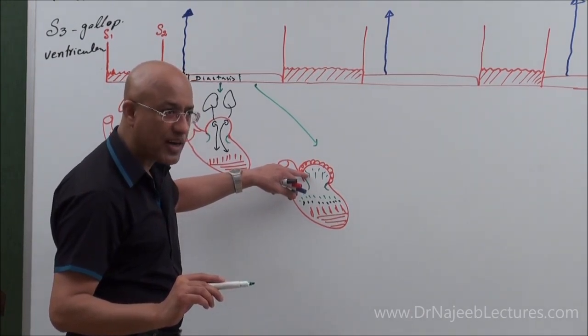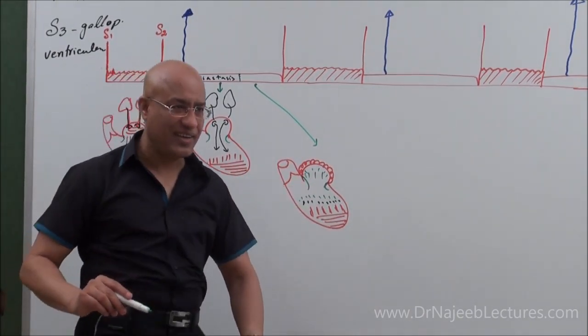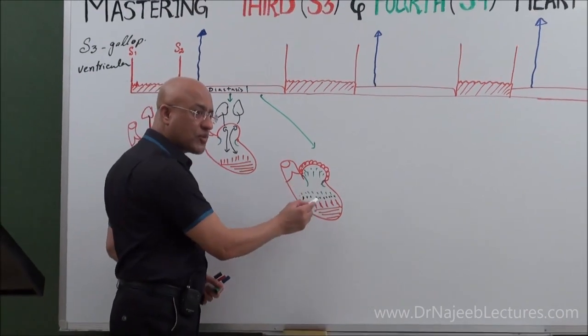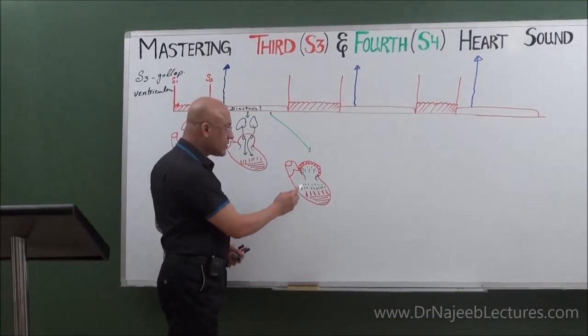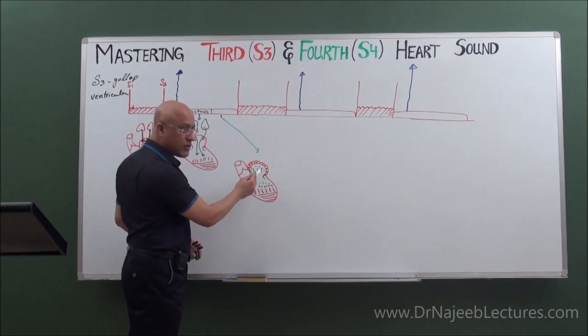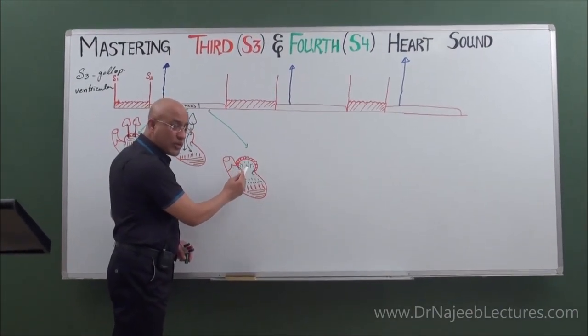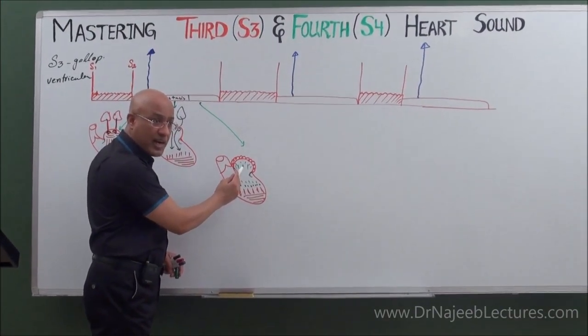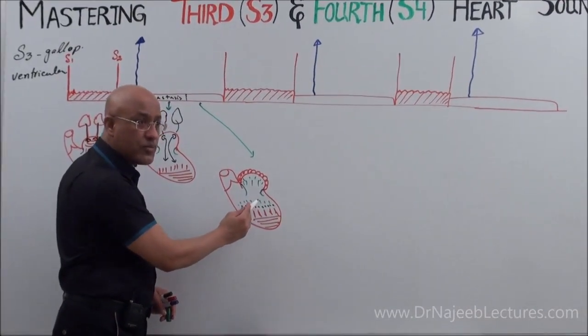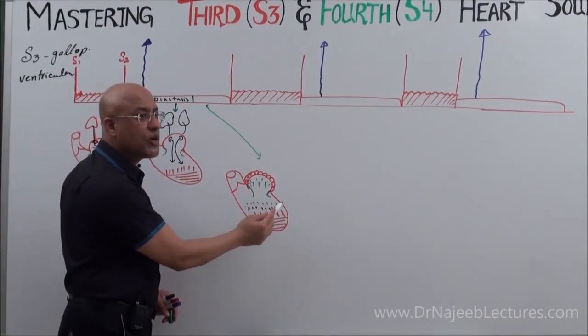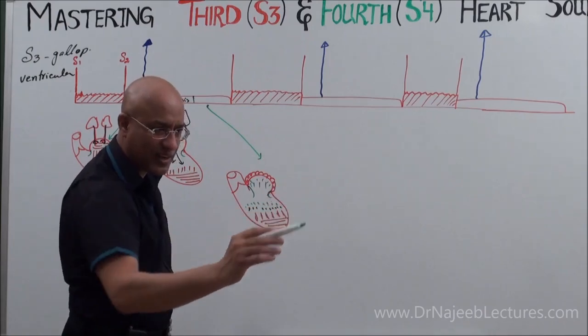Some people call it the atrial kick. Atria put a kick to the last amount of blood. The atria kick the remaining small amount of blood into the ventricle before the valve closes because of the onset of ventricular systole.